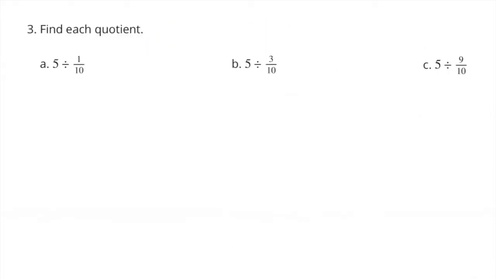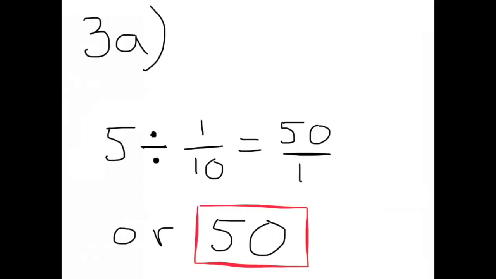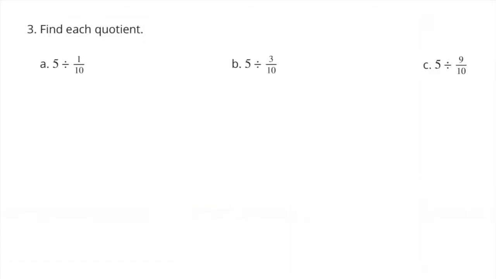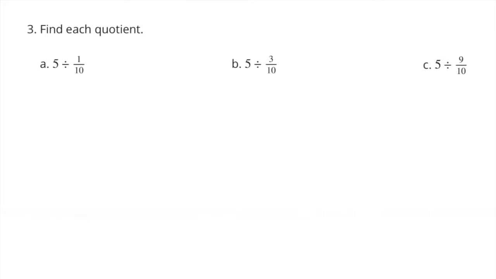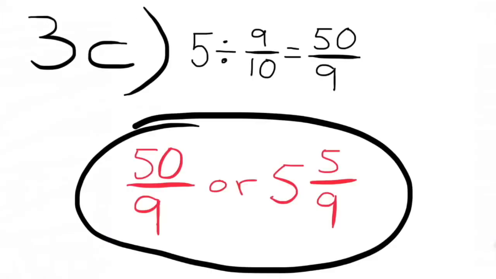Number 3. Find each quotient. A. 5 divided by 1/10. 5 divided by 1/10 equals 50 over 1, or 50. 5 divided by 3/10. 5 divided by 3/10 is 50 thirds, or 16 2/3. 5 divided by 9/10. 5 divided by 9/10 is 50 ninths, or 5 5/9.